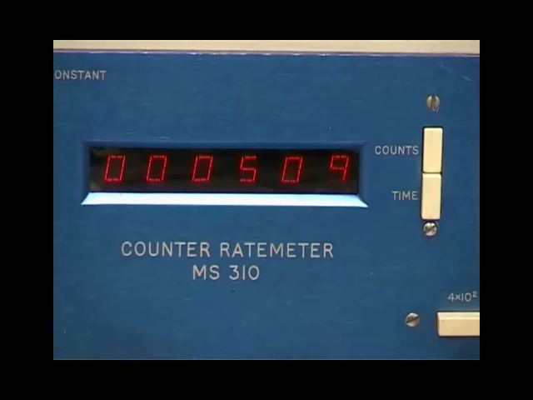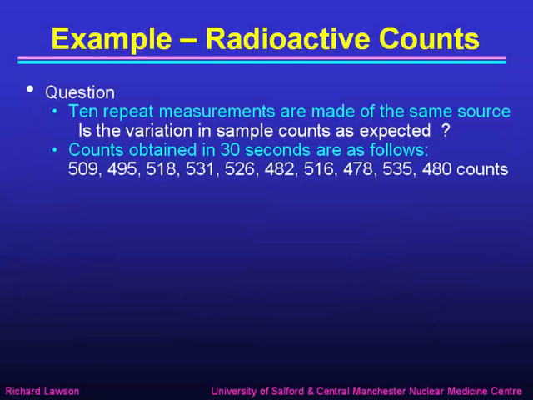There, the 30 seconds are up now, and we've got 509 counts. So there we saw that in 30 seconds we obtained 509 counts. If we repeat that 30-second count again, we're not likely to get exactly the same number next time. Next time I did it, we got 495. And then the following time, 518. Then 531, 526, 482, 516, 478, 535 and 480.